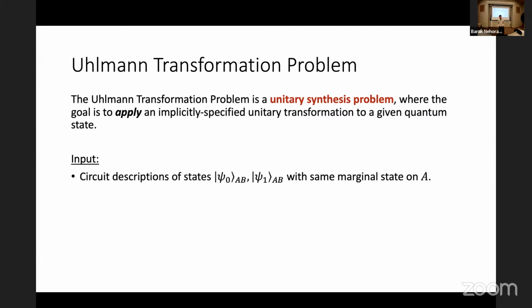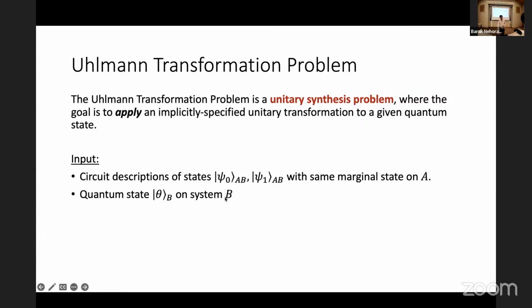The input is you're given circuit descriptions of 2 entangled states, psi 0 and psi 1, that have the same marginal state on A. I give you a description of a quantum circuit where if you run it, at the end you will have psi 0, and for the other circuit, you'll have psi 1. Then separately, you're given a collection of particles that are on system B. I'll call that state theta B.